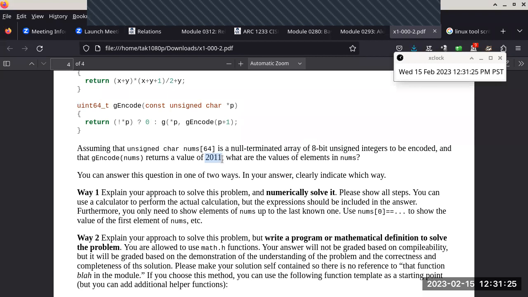Yep. So what you're trying to do is to use way 2 or method 2, which is to explain your approach to solve this problem, but write a program or mathematical definition to solve the problem. So in that case, you don't bother to actually tell me, oh, the first character is supposed to be this number and so on, because you're giving me an algorithm that after you run the algorithm, it will give me the value. The first one is more intuitive in a certain way.